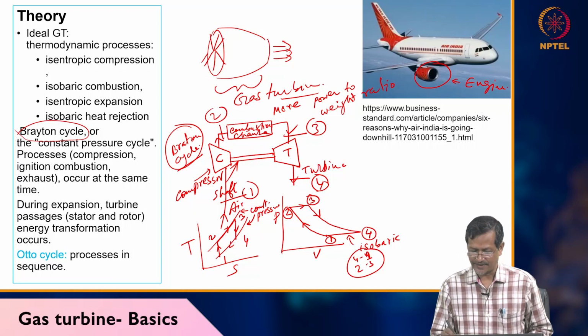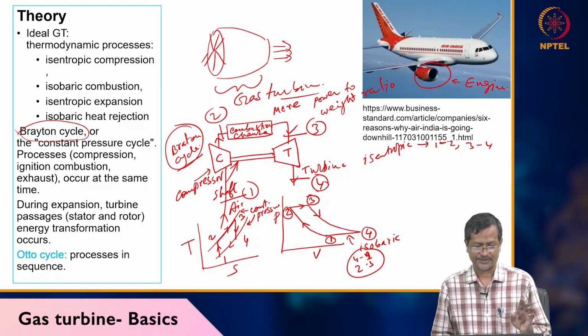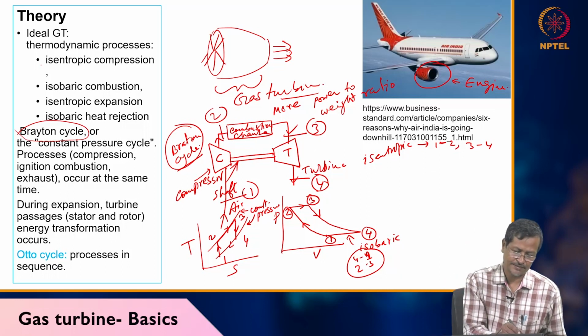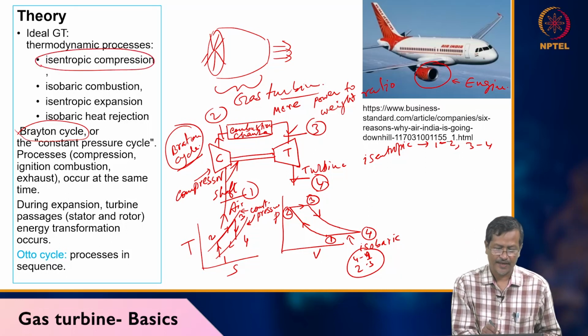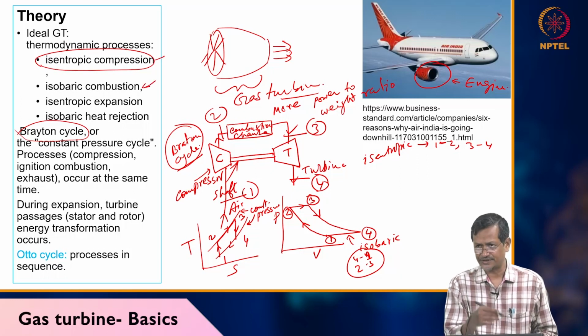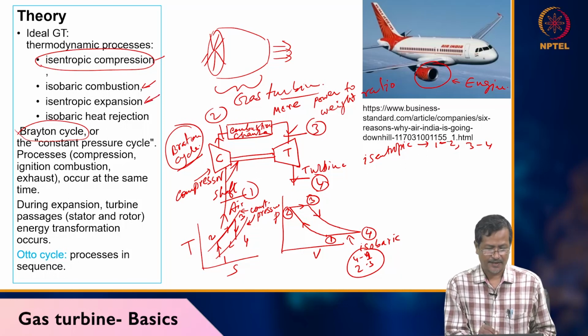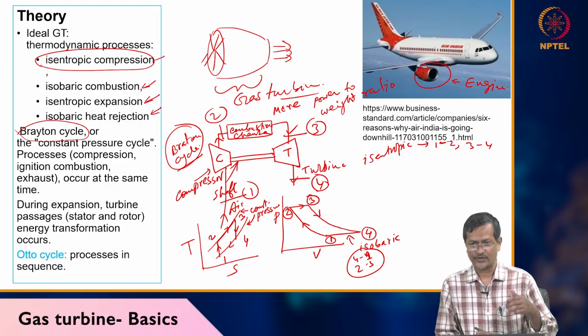And isentropic processes are 1 to 2 and 3 to 4. So I have four processes: isentropic compression, isobaric combustion at constant pressure, isentropic expansion, and isobaric heat rejection. This is actually the ideal cycle.